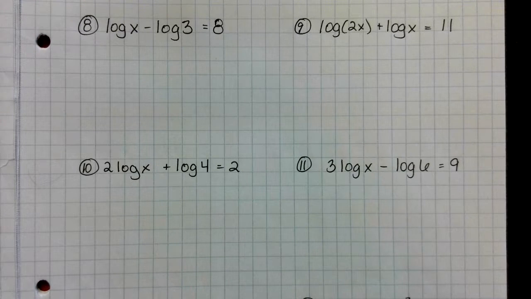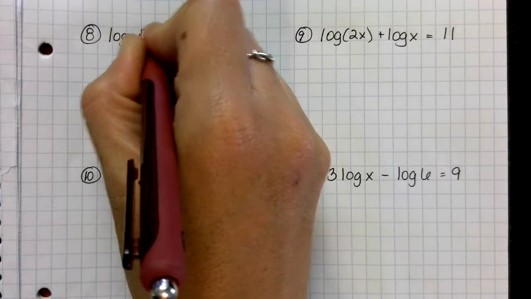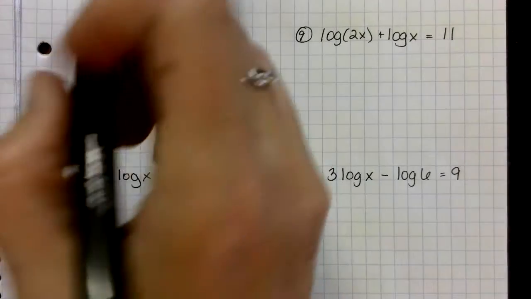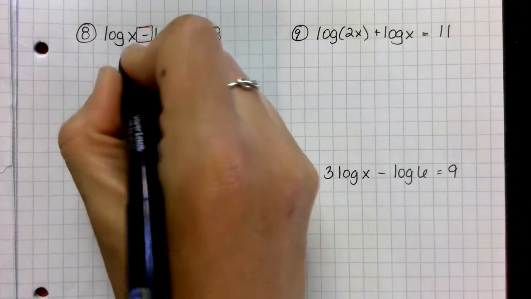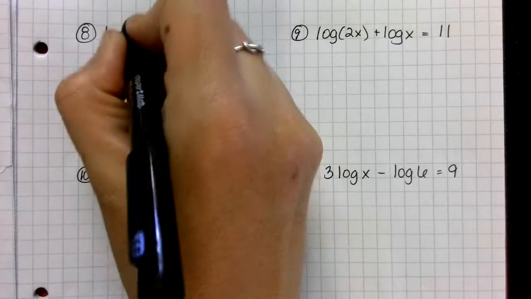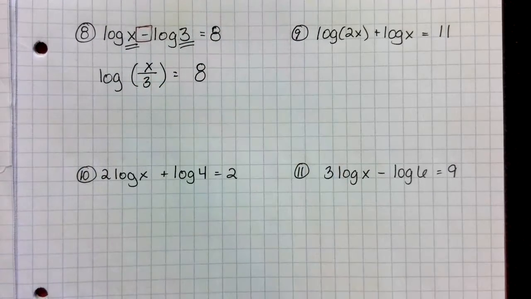Okay, so now for the second part of these videos, the second part of these log equations, we need to use some more of the properties that we talked about. So we had the product rule, the quotient rule, and the power rule. So for problem number 8, we have two logs that are being subtracted. When I see that these two logs are being subtracted, that's the quotient property. So what I will do is rewrite this as one log, and subtraction goes hand in hand with division. So these things have to be divided.